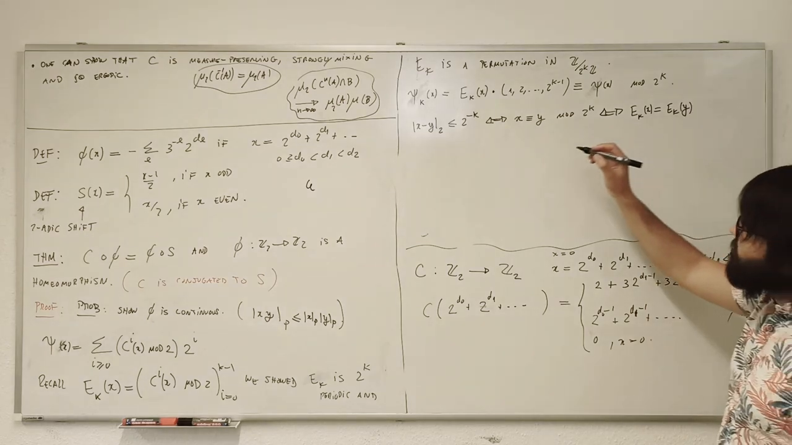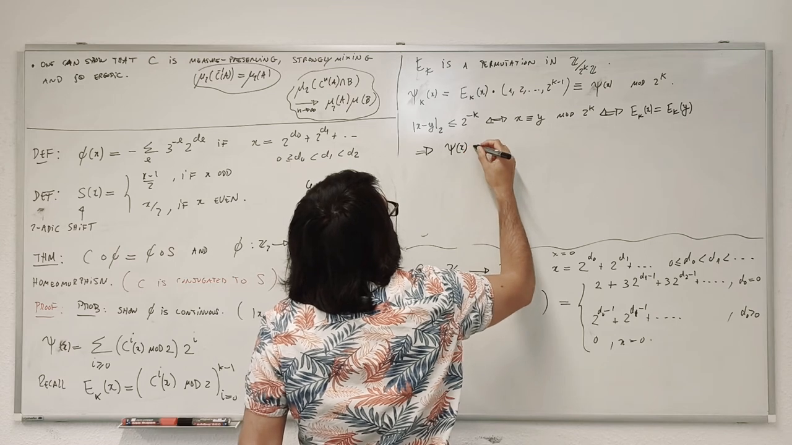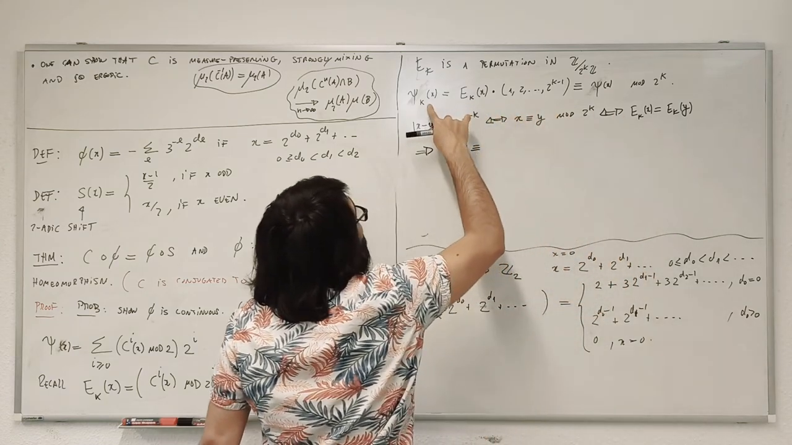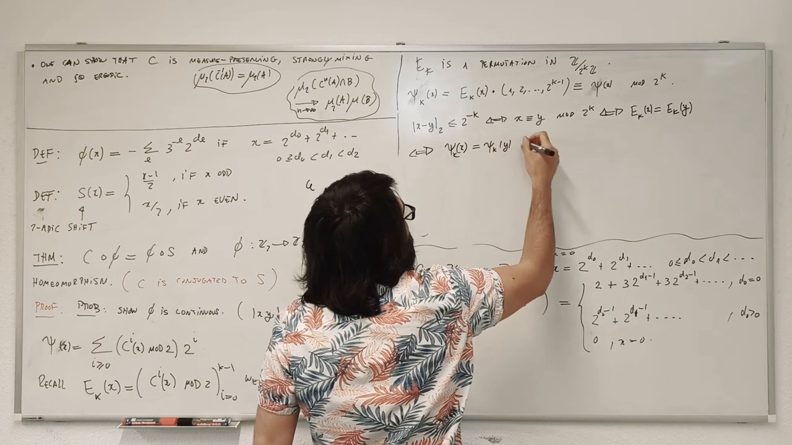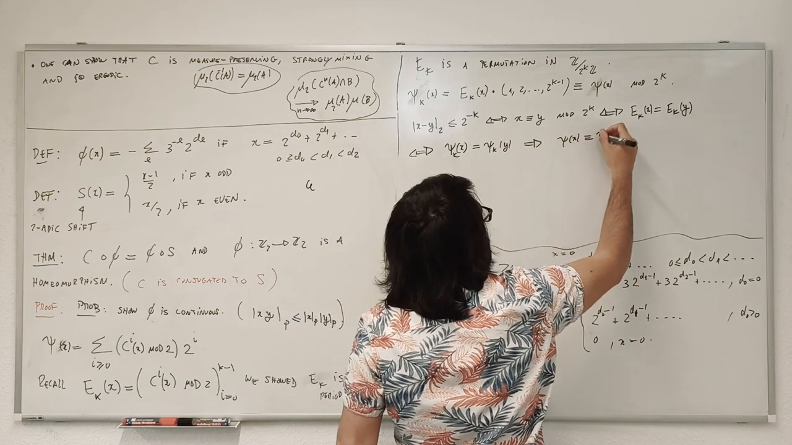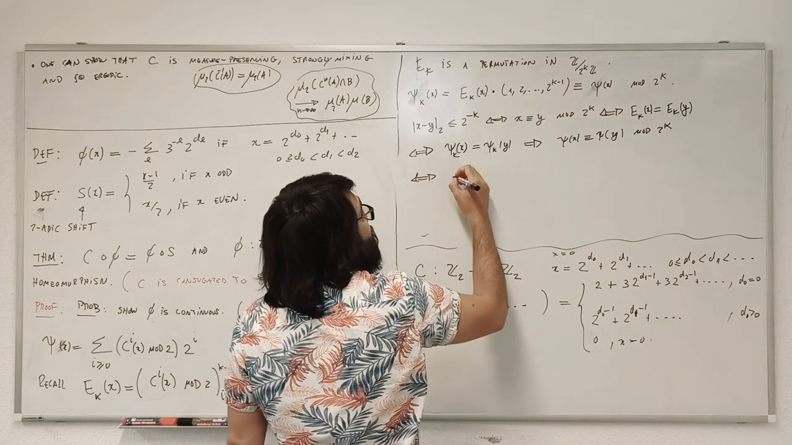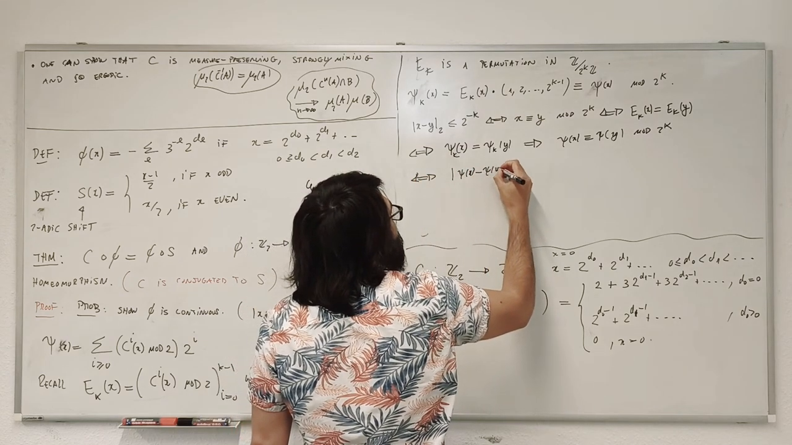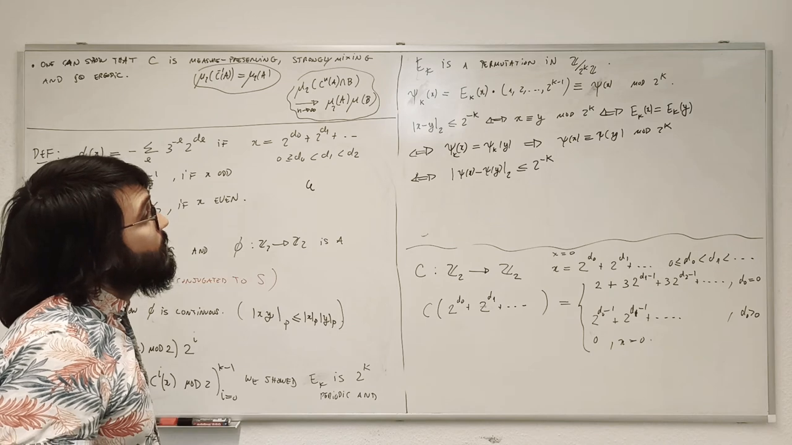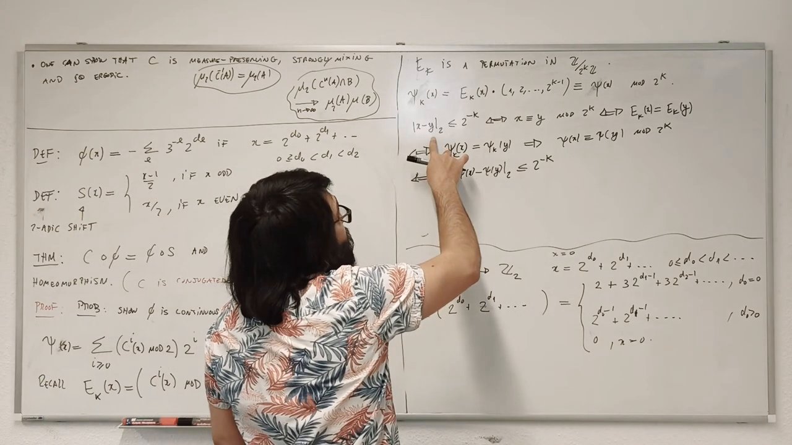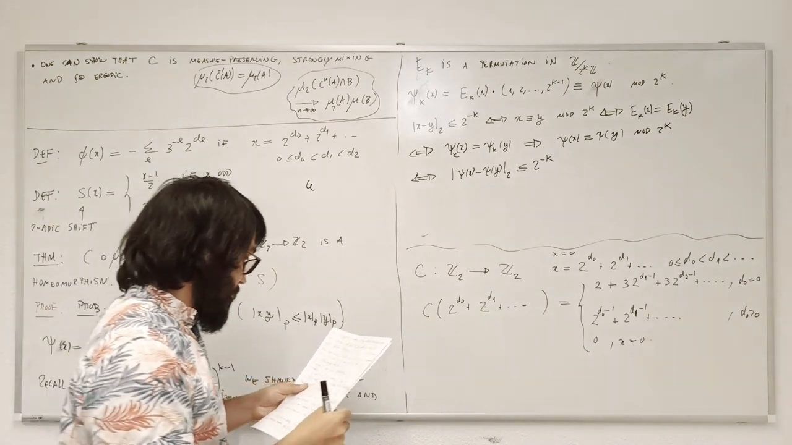okay? But then that implies that psi_k of x will be equal to psi_k of y, of course. So this implies that psi of x is congruent to psi of y mod 2^k, which is the same as saying that the norm is at most 2 to the minus k, and therefore if x is close to y, then psi of x is close to psi of y. So that shows that psi is continuous.